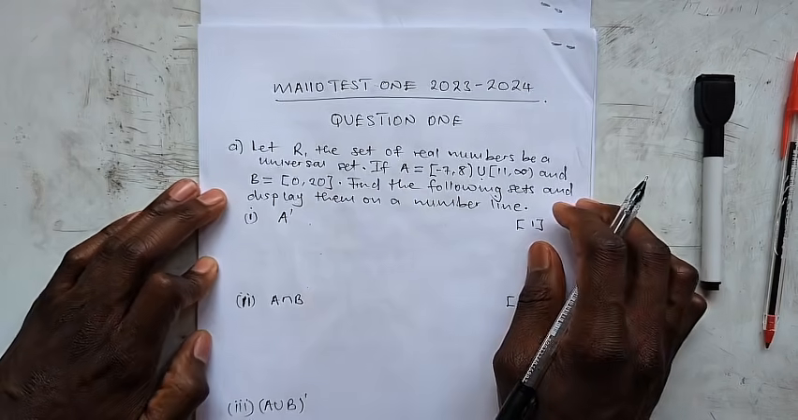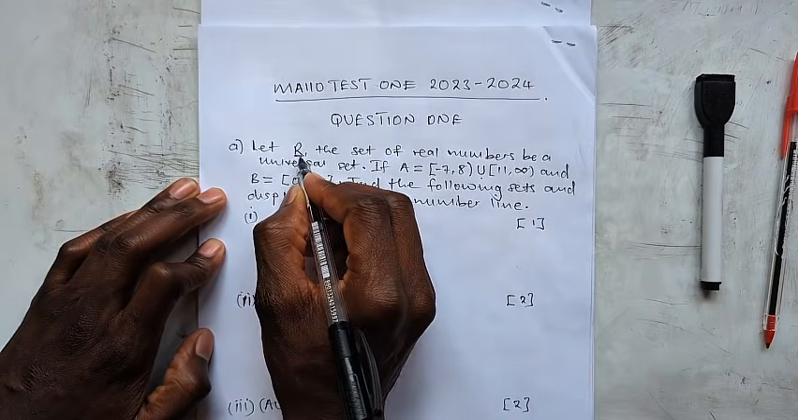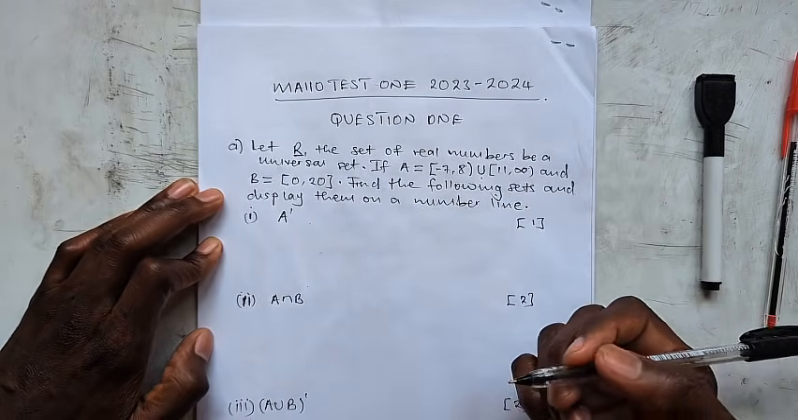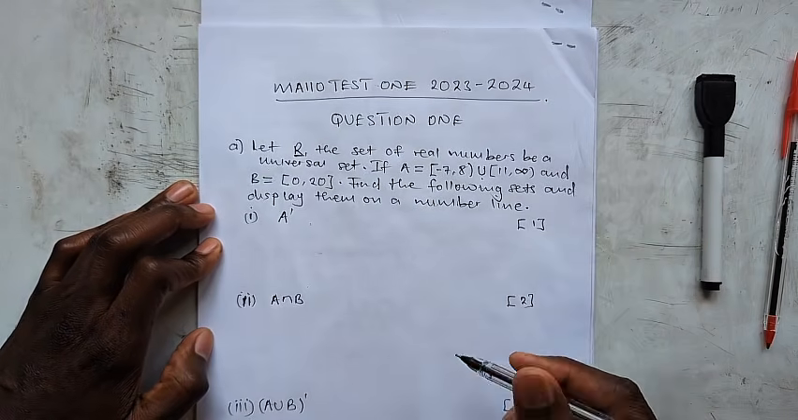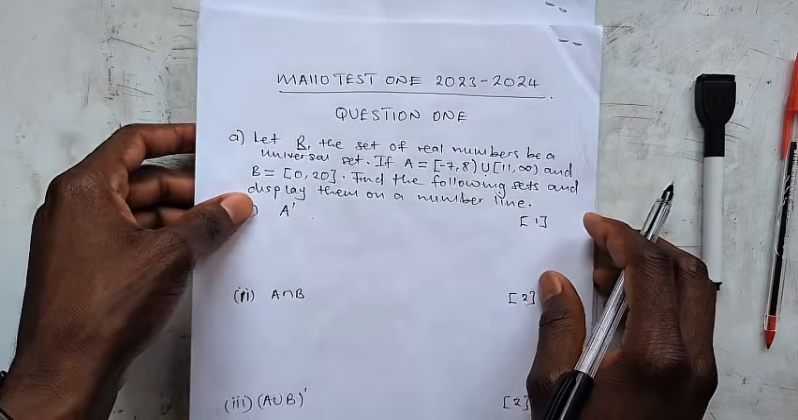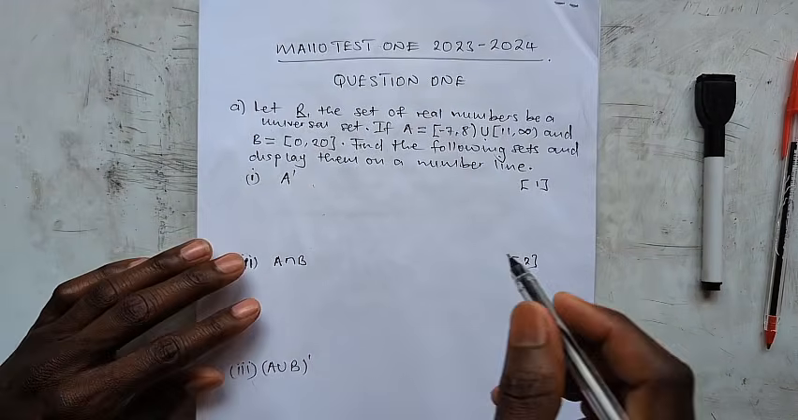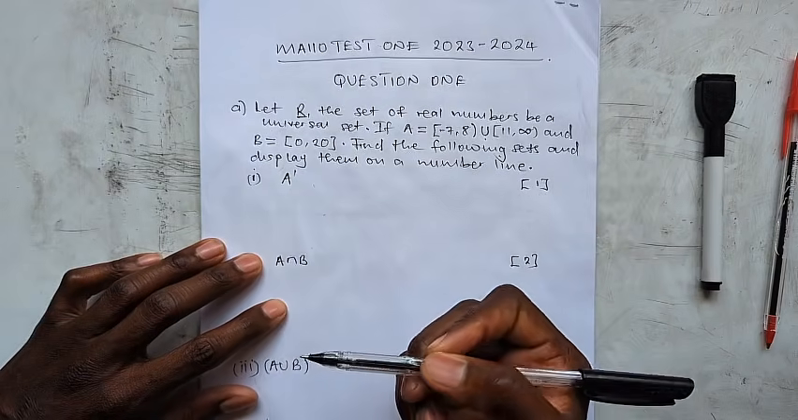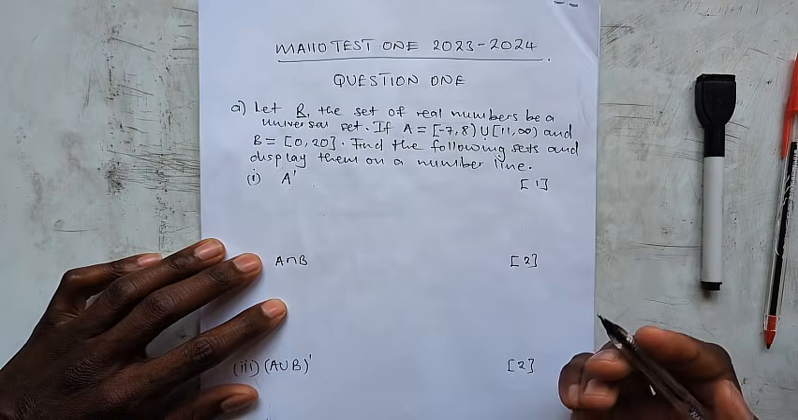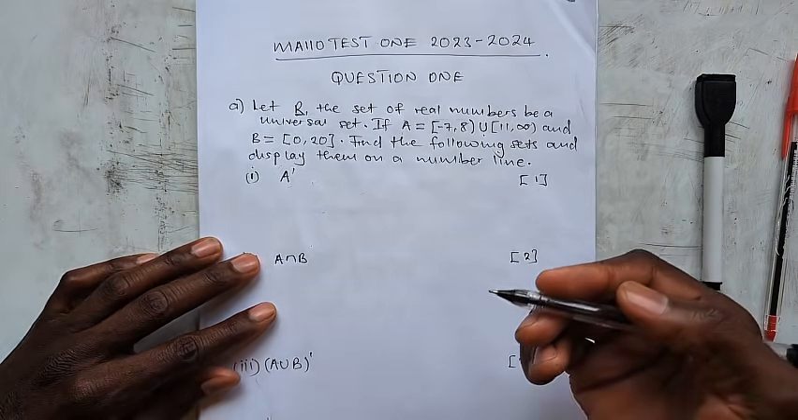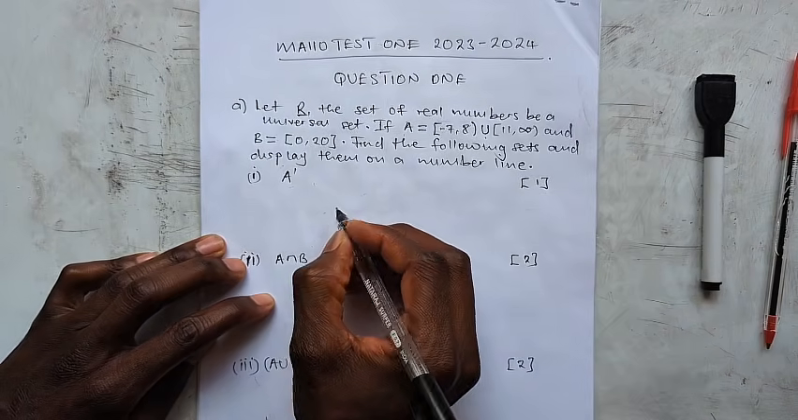Then you need to understand what it is that these people want, especially when they say let R, which is a set of real numbers, be a universal set. If they say that is a universal set, automatically what they mean is your number line needs to run from negative infinity all the way up to positive infinity. So for me to come up with this, I will start by writing the set A on a number line. Then the elements that are not part of set A, I will explain to you how to come up with those same elements. So let's try to dive into this.